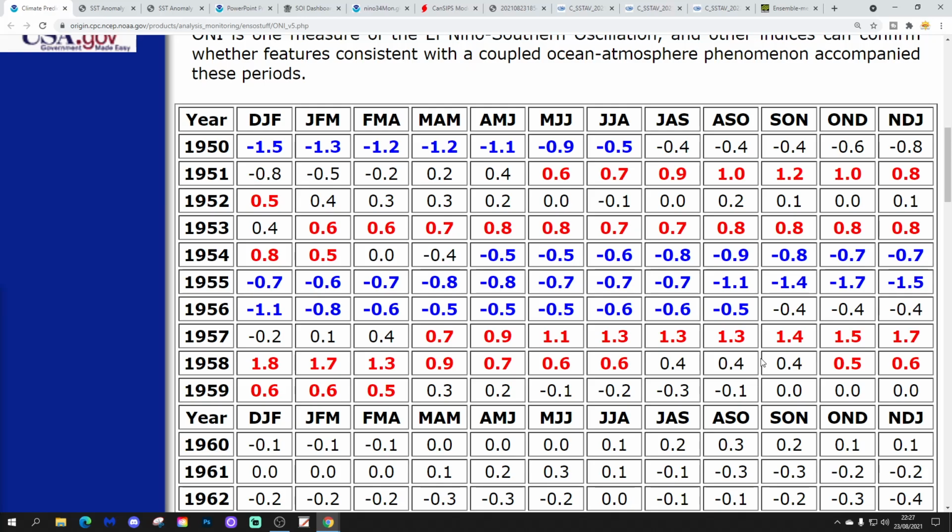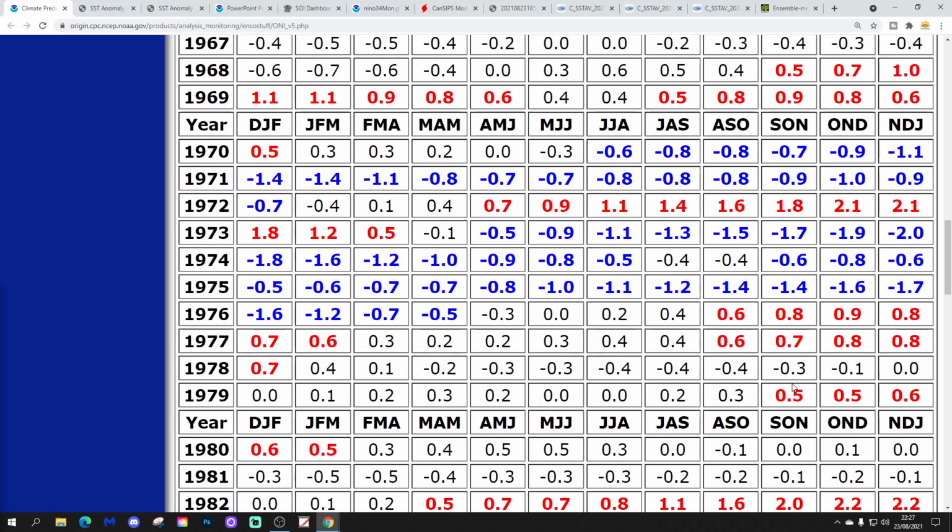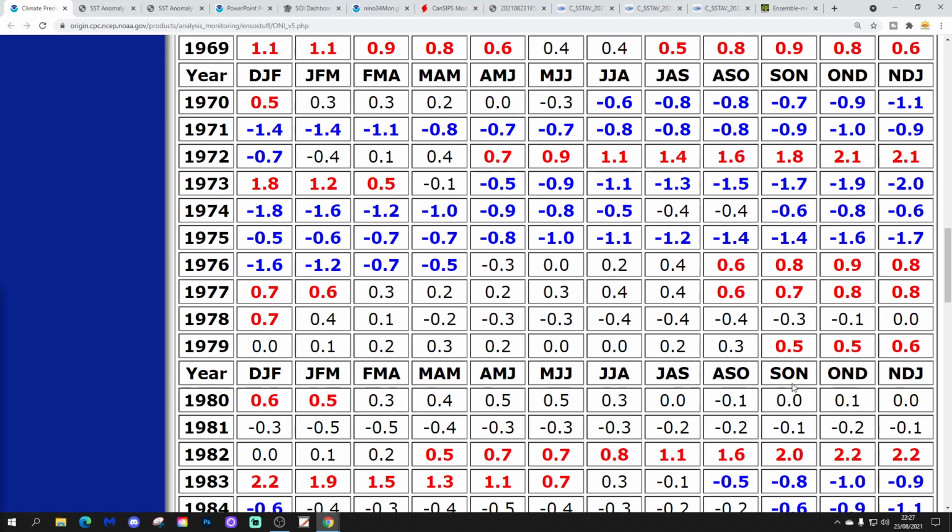So this is showing all Enso events back to 1950, where the blue colours are cold events, La Niñas, and the red colours are warm events, El Niño. So, for example, you can see that in the 1970s, from 1974 through 1975, we did in fact have a continuous La Niña. It actually starts in the middle of 1973. It doesn't finish really until the spring of 1976. So those middle years of the 1970s were great drought years, coinciding with quite significant La Niña developments, and they're all indicated by those blue numbers.